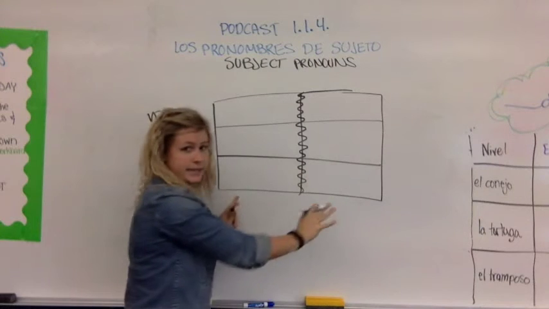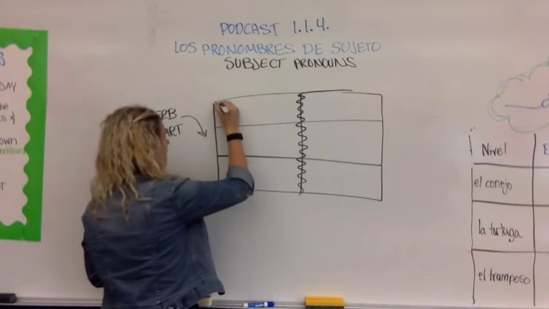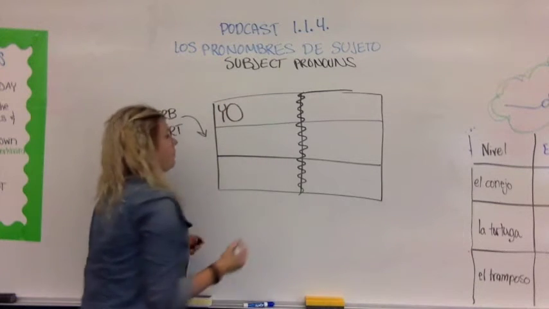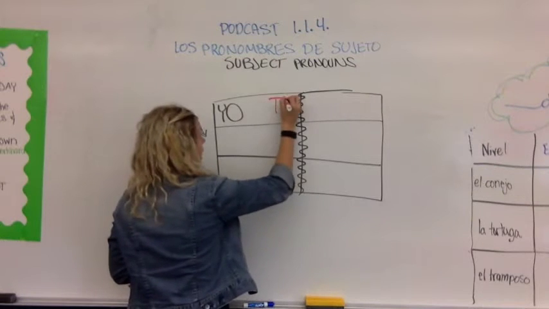And then the outside tabs represent the part of the box. So, we have the first one in Spanish is yo. Yo in English is I.